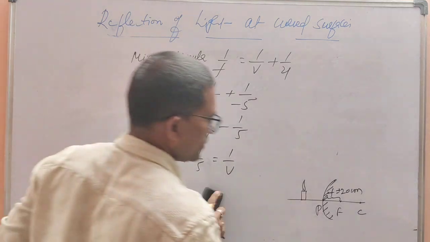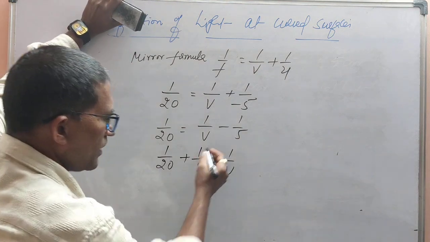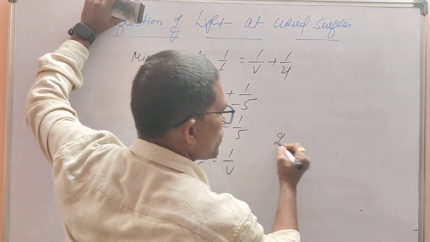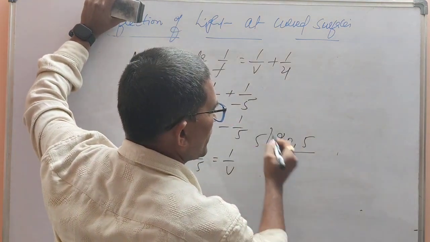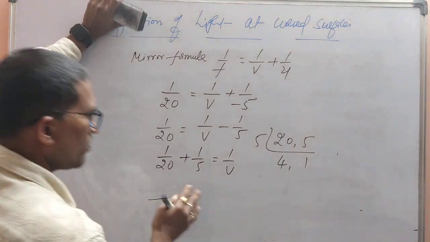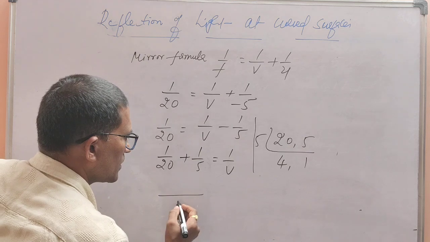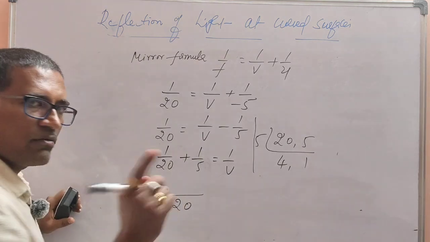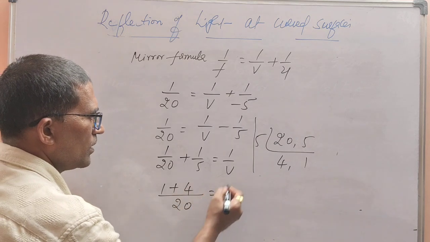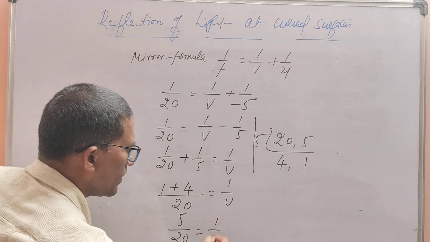Now, after this, 1 by 20 plus 1 by 5, then you have to take the LCM. LCM is 20. For information sake, I have written the values there. 20 will go in 20 one time, that is 1, plus 5 will go in 20 four times, that is 4, is equal to 1 by v. 1 plus 4, 5. 5 by 20 is equal to 1 by v.